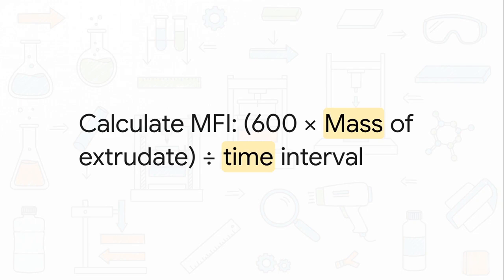Good question. Remember our definition? MFI is legally reported as grams per 10 minutes. Well, there are 60 seconds in a minute, right? So 10 minutes is exactly 600 seconds. Multiplying your lab result by 600 simply standardizes whatever random time interval you used to that official 10-minute reporting window.